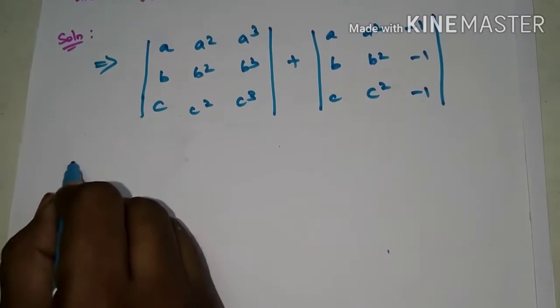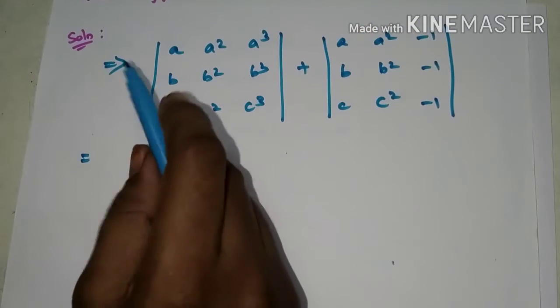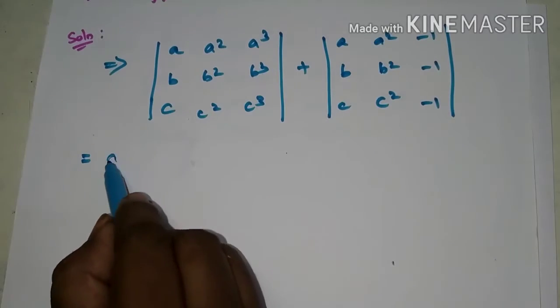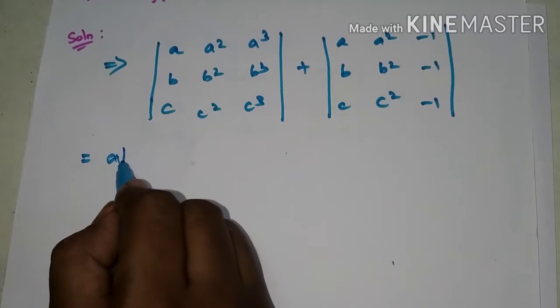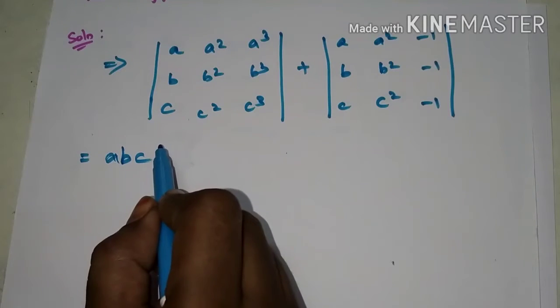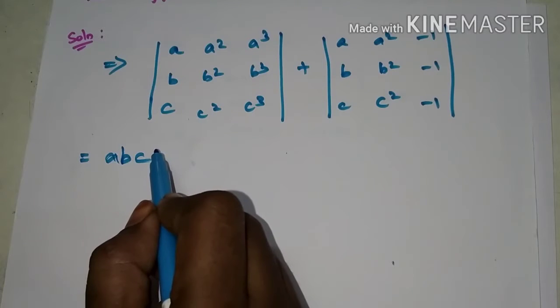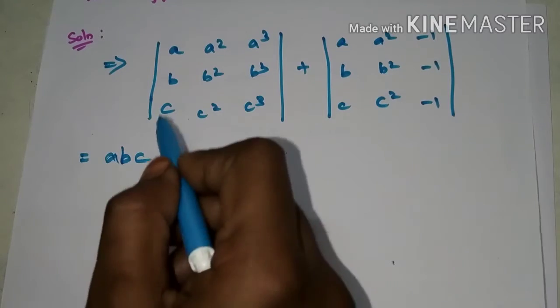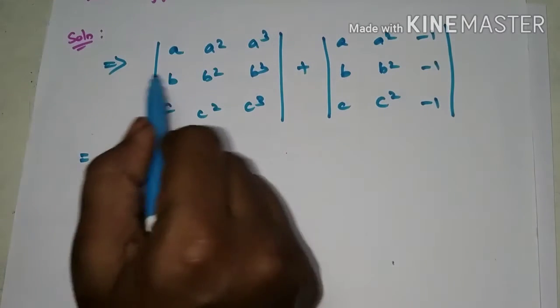Now, from the first determinant, we can take the common values. In the first row we can take the common value of a, in the second row we can take the common value of b, and in the third row we can take the common value of c. This is the fourth property, that if each element of a line is multiplied by the same factor, then the whole determinant is multiplied by that factor, right? By using that property we are taking the common value.